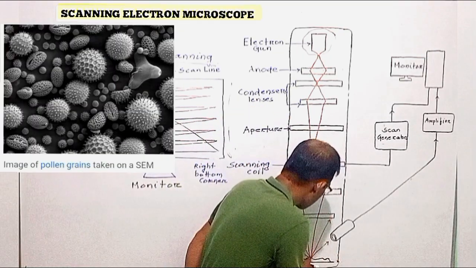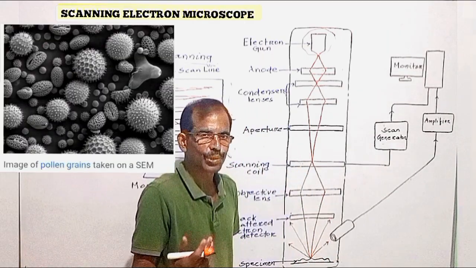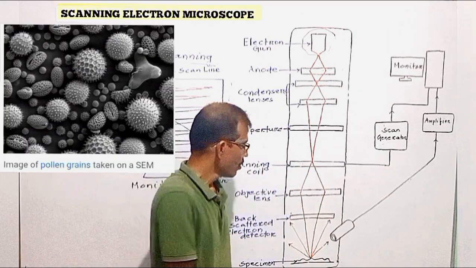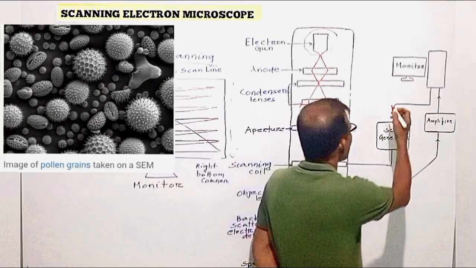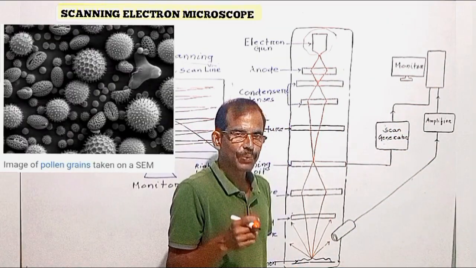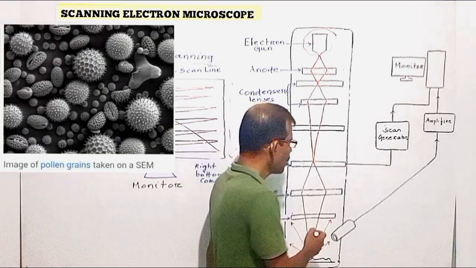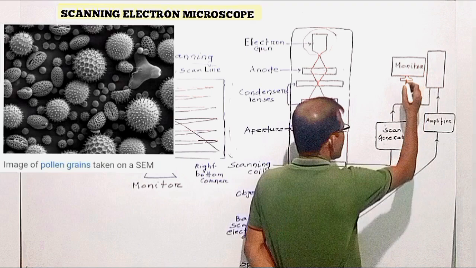Raised areas and edges of the specimen emit more secondary electrons. Those areas appear bright on the screen. On the other hand, deeps and shadows which release less electrons appear dark in the image.